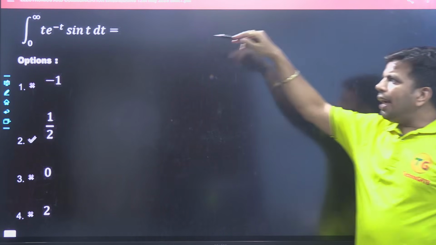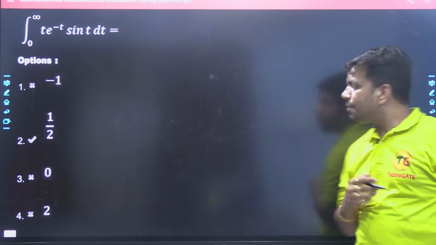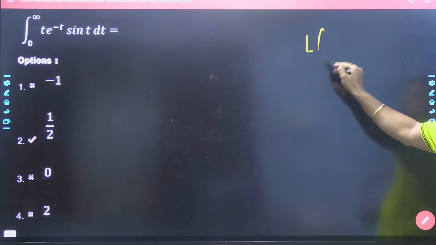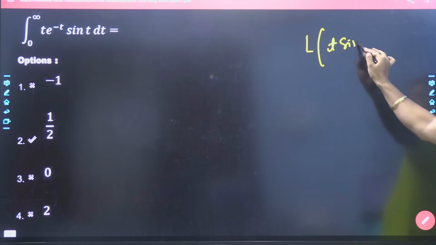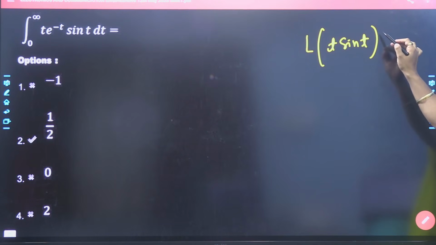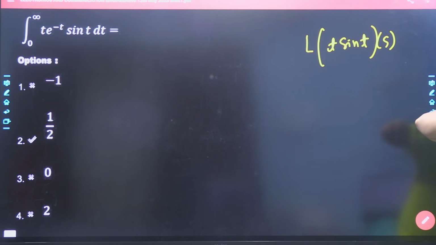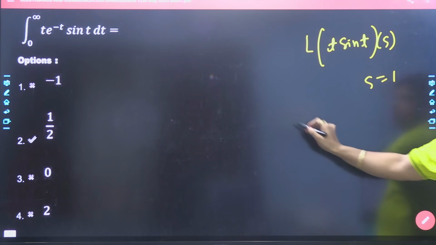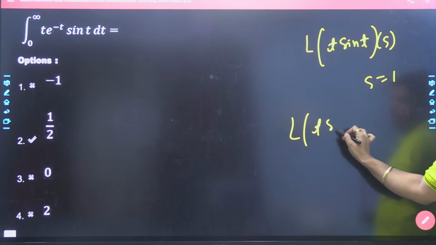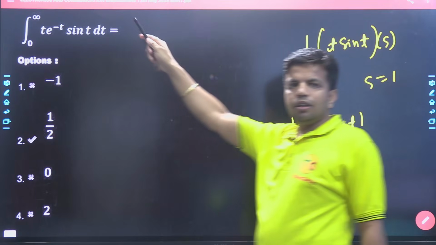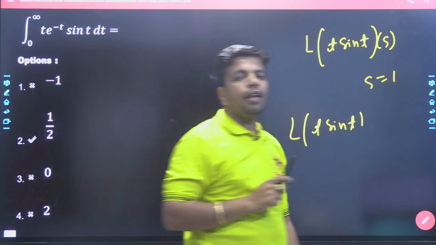Can we convert that to the Laplace form? What is the Laplace form for this? If you are taking the Laplace of t sin t with respect to s, here we are given that s is equal to 1. So the Laplace of t sin t is equivalent to this.